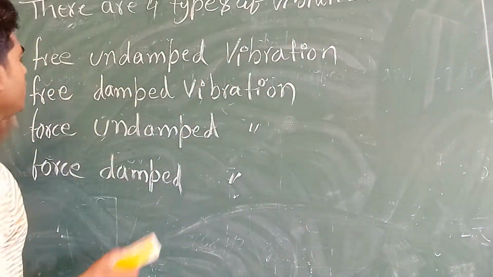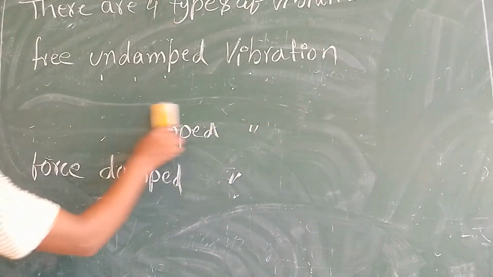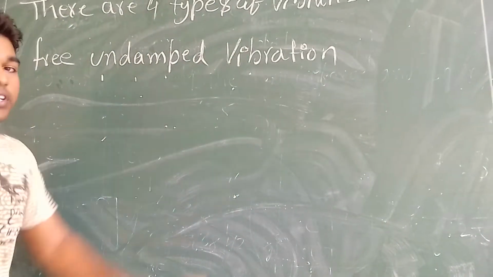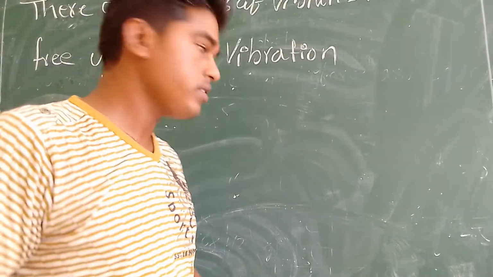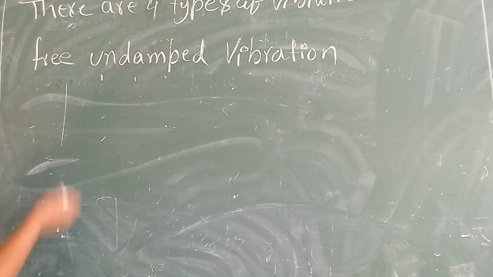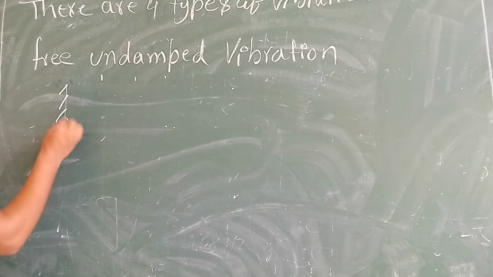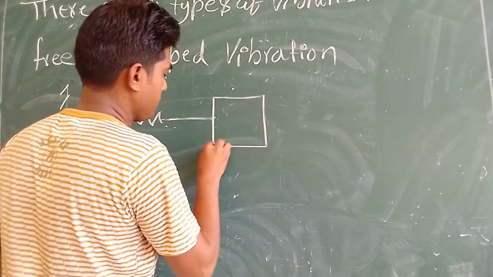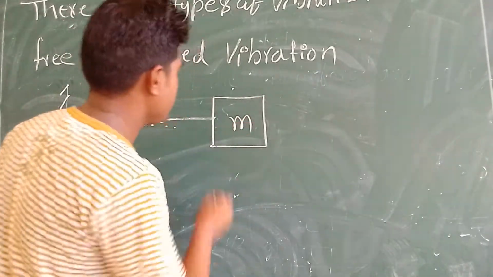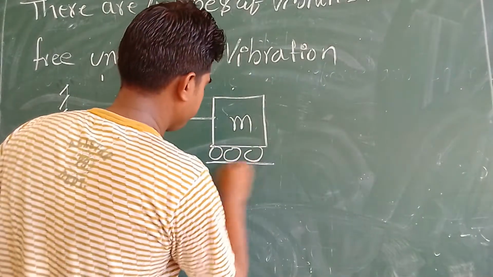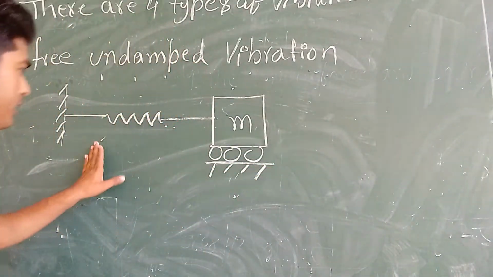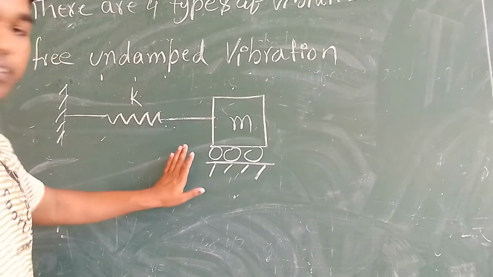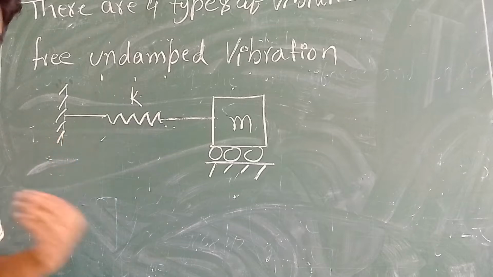First, let's discuss them one by one with the equation. In free undamped vibration, there is just this mass supported by a spring of constant k. It is just free undamped vibration, only this. So just write the equation of this.